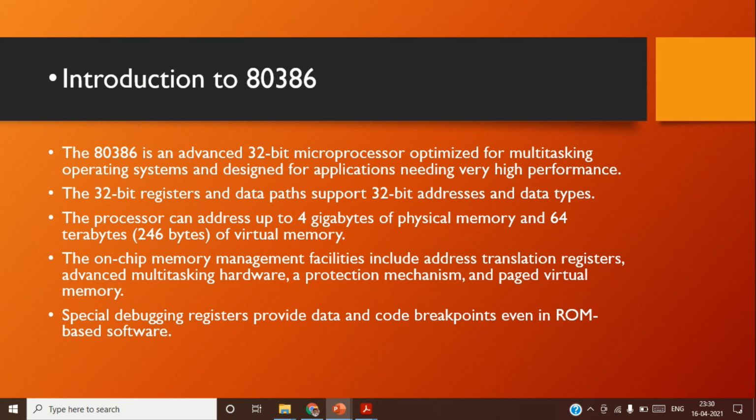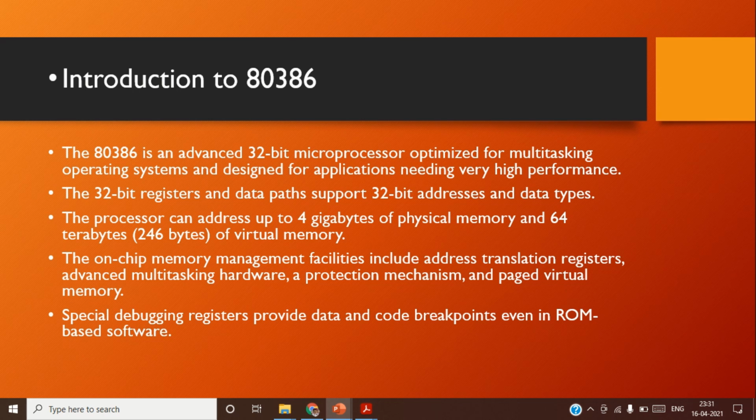Now, the next thing which we are going to move to today is the 80386 microprocessor, as it is in the syllabus of AC computer engineering. Now, the 80386 is an advanced 32-bit microprocessor optimized for multitasking operating systems and designed for applications needing very high performance. So it is a processor which caters to vast instructions, and it caters to applications which need high performance. As it is a 32-bit microprocessor, it has 32-bit register sets, and the data bus and address bus are 32-bit. The processor can address up to 4 gigabytes of physical memory.